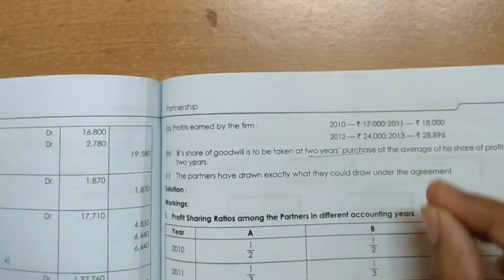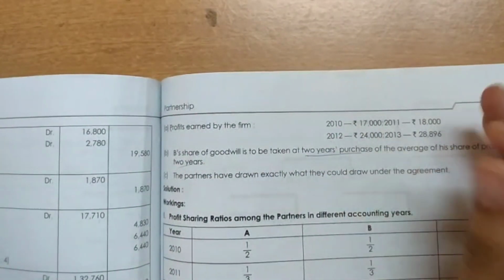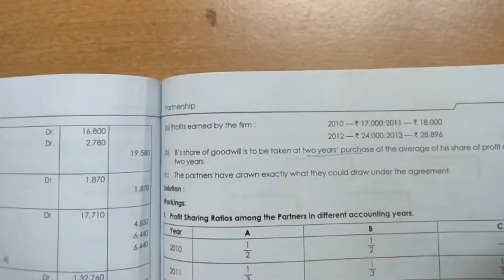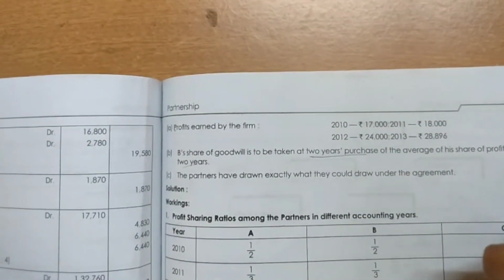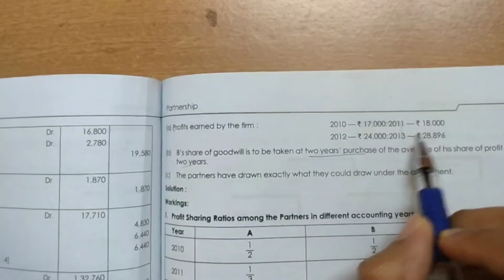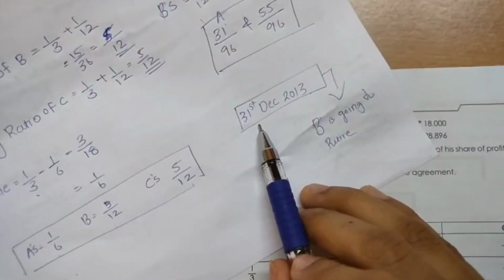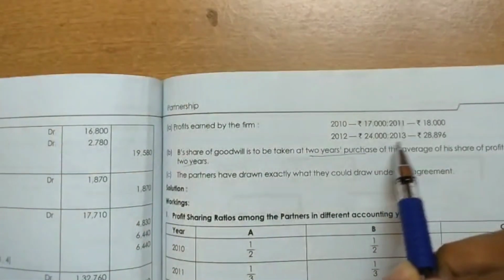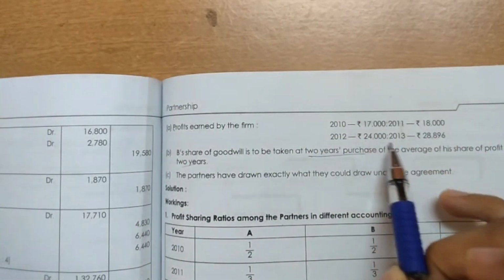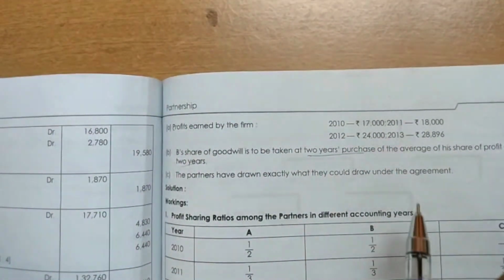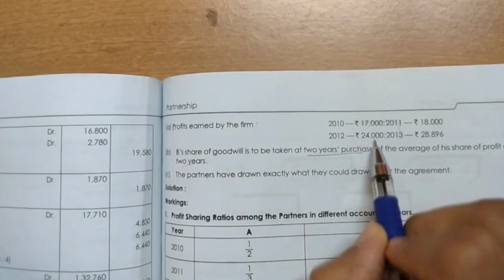B's share of goodwill is what we have to find, and they have given us the entire profit of the firm for 4 years, but we are only supposed to take 2 years' profit, 2011 and 12, since on 31st December 2013 B is going to retire. So we only take the previous 2 years from this date, which is going to be 2012 and 2011. So let's take this 18,000 and 24,000.